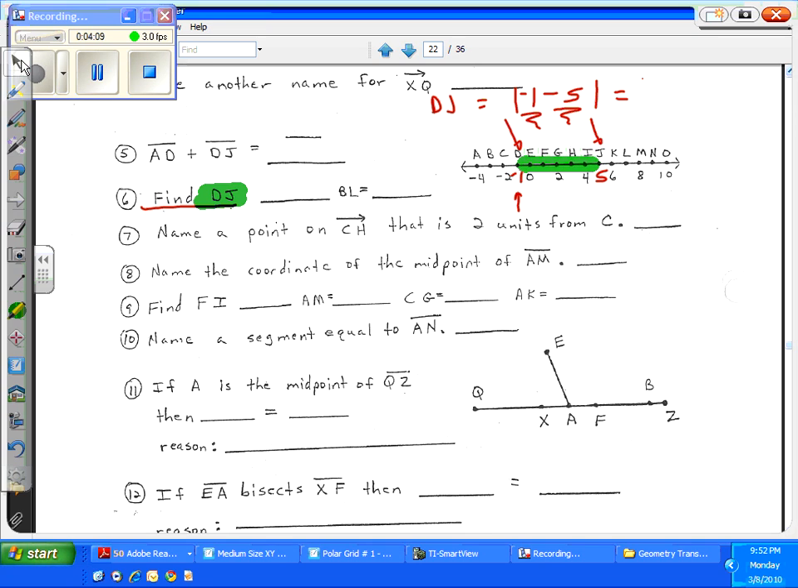-1 minus 5, the signs are the same, so you add and take the common sign, and then the absolute value of -6 is 6. So the distance between point D and point J on that number line would be 6. This is called the ruler postulate, the ruler postulate. Okay?